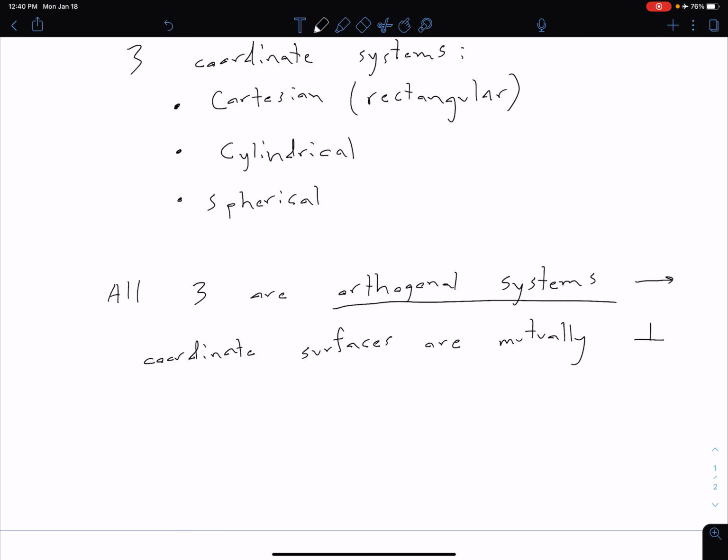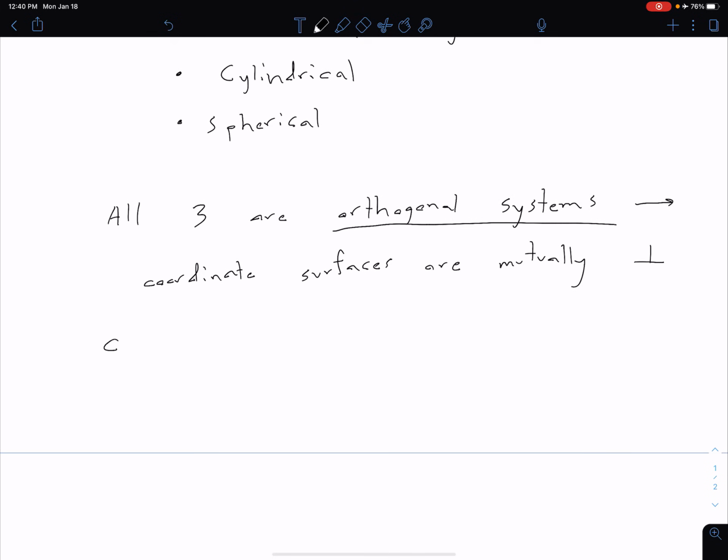Another thing to note is that our concepts from chapter 1 still apply here. Unit vectors, vector addition, all of that still applies in our cylindrical and spherical coordinates as well. We're going to see, of course, that the points are defined a little differently, but the basic concepts still apply.